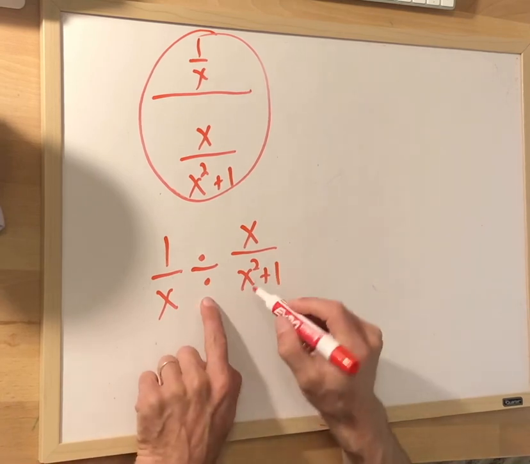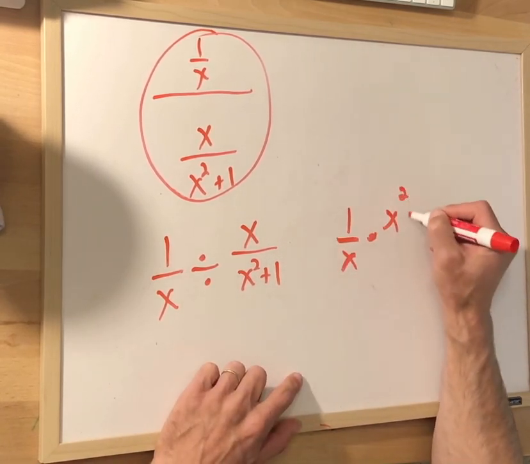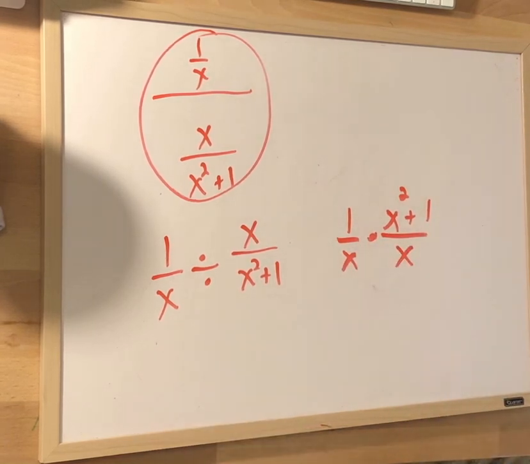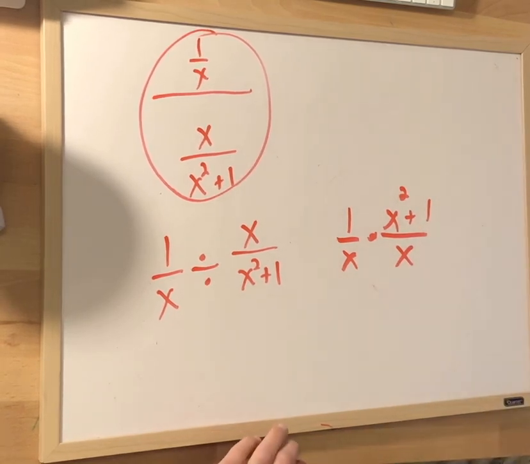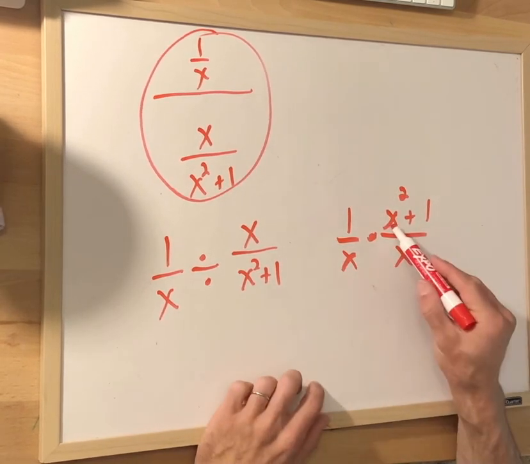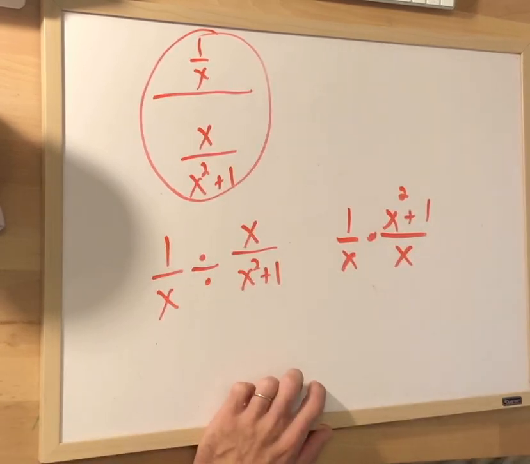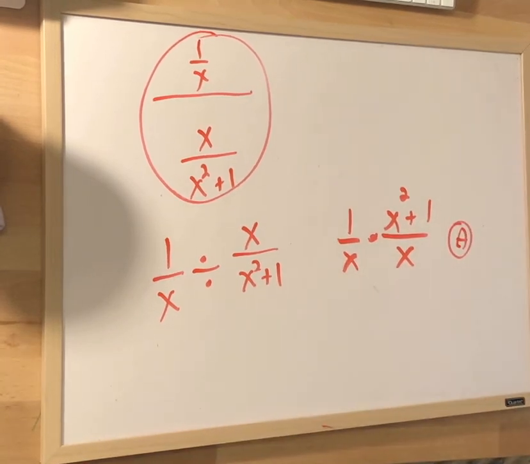How do you divide fractions? Change it to multiplication of the reciprocal. All right. If you were to do this, x squared plus 1 times 1 is x squared plus 1. X times x is x squared, giving you letter choice A. Super simple, nothing else to it. That's number 11.